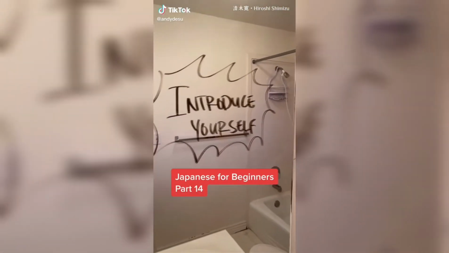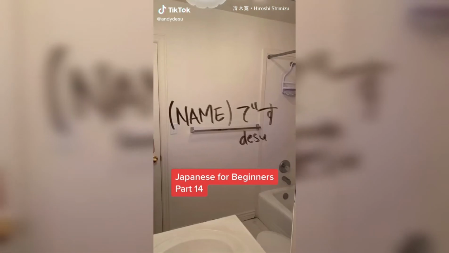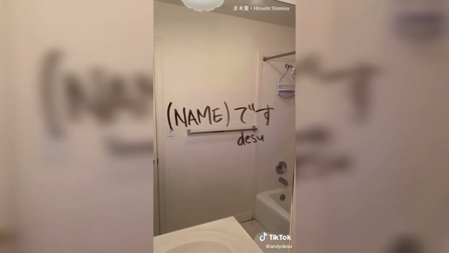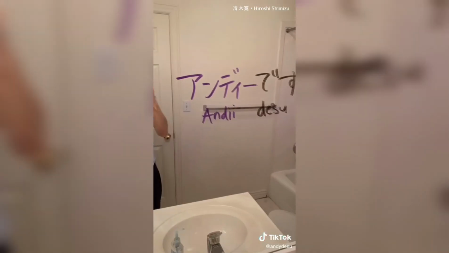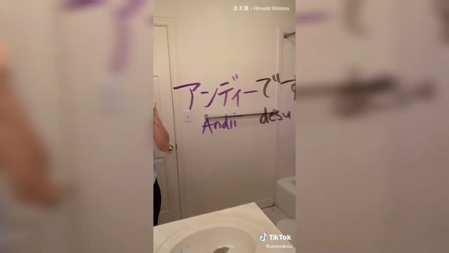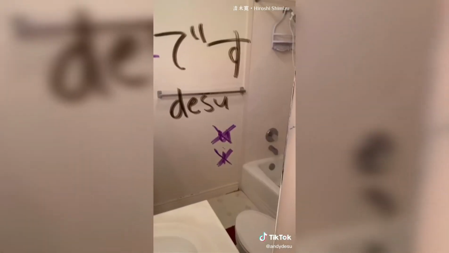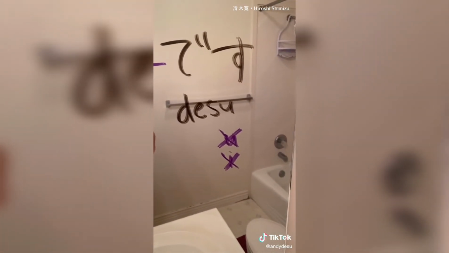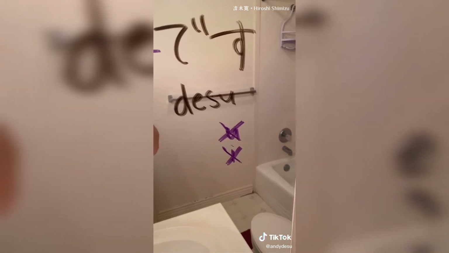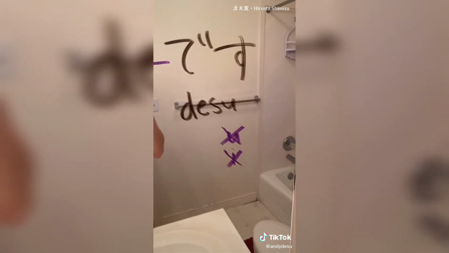Let's learn how to introduce yourself in Japanese. Saying your name in Japanese is super easy. All you have to do is say name desu. For example, my name is Andy, so I would say Andy desu. A lot of people ask why you don't pronounce the U sound in desu. In Japanese, it's pretty common to drop the U and the I vowel sound.